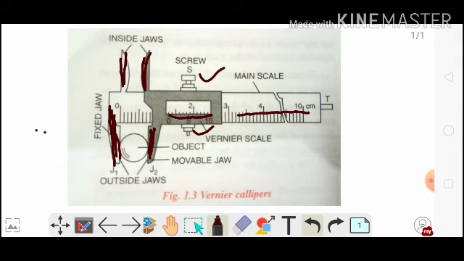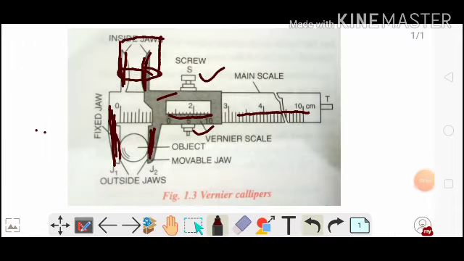To measure the inner diameter, we'll use this. So if this is a hollow cylinder that has been given to you to measure the diameter of, by moving this vernier scale, by moving this movable jaw, you have to first fix the inside jaws inside the hollow cylinder, and by this method you can measure the inner diameter of that hollow cylinder.